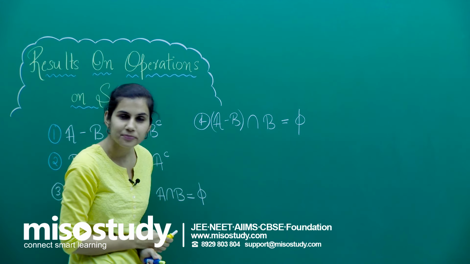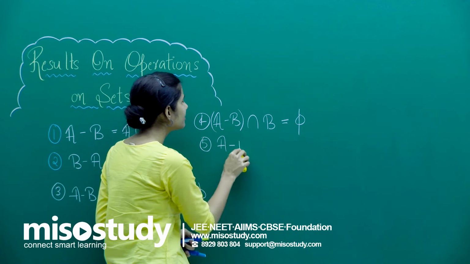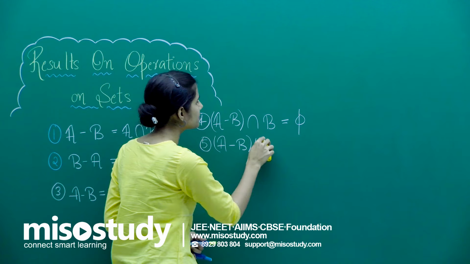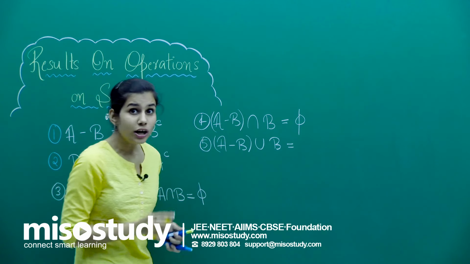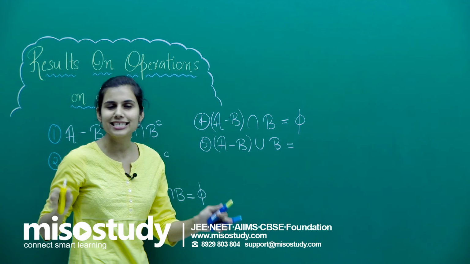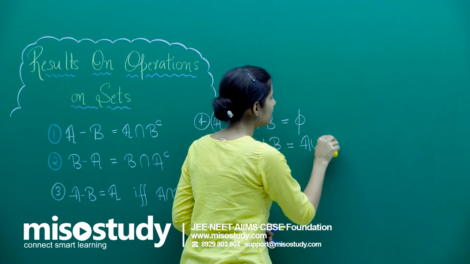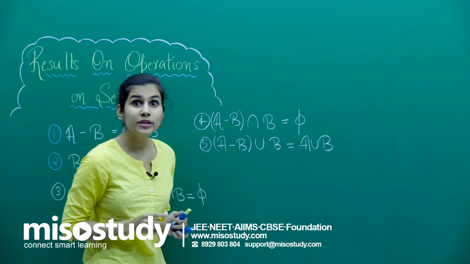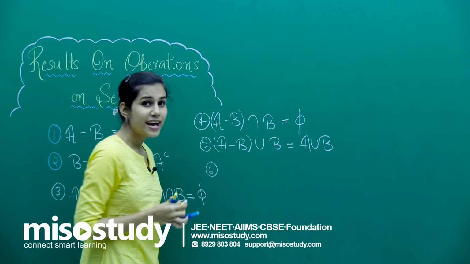After this, I told you that taking the union of A minus B with the same set B not just results in a non-empty set but results in a massive set, which is A union B.